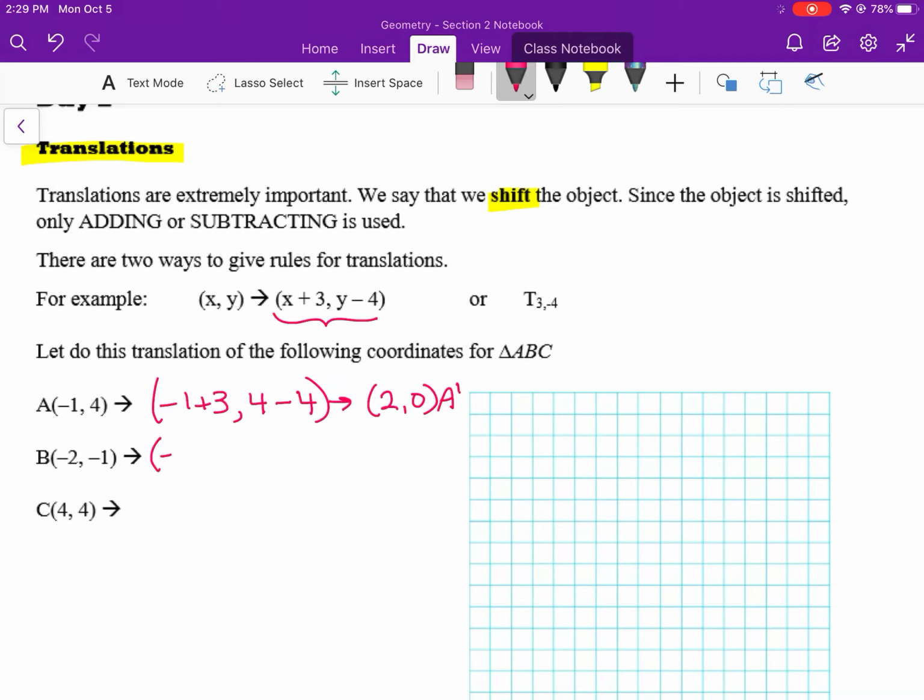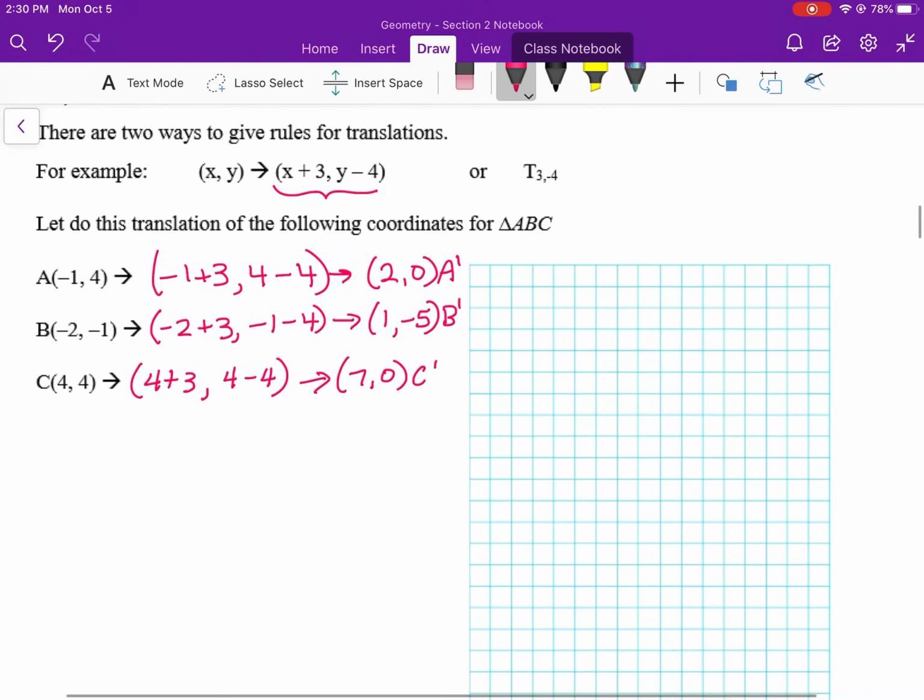B prime, we take -2 plus 3, and we'll take -1 minus 4, and that's going to leave us with 1, comma, -5. That's going to be B prime. And C prime is going to be 4 plus 3, comma, 4 minus 4. 4 plus 3 is 7, 4 minus 4 is 0. This is C prime. Okay, so that's what we're going to do. So I'm going to graph both of these.